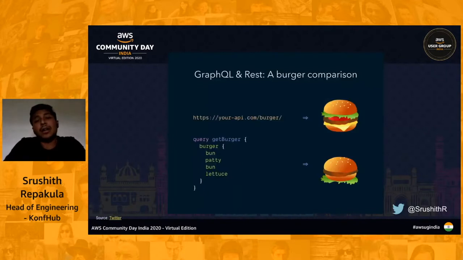For people who have not used or worked on GraphQL, here's a very basic introduction. I think most of you have already seen this image, right? GraphQL gives the power to the client to ask for what they want. In a REST API, it's as simple as api.com/burger. I want a burger, as simple as that, right? And the server, or in our application, the Lambda function, will return a burger.